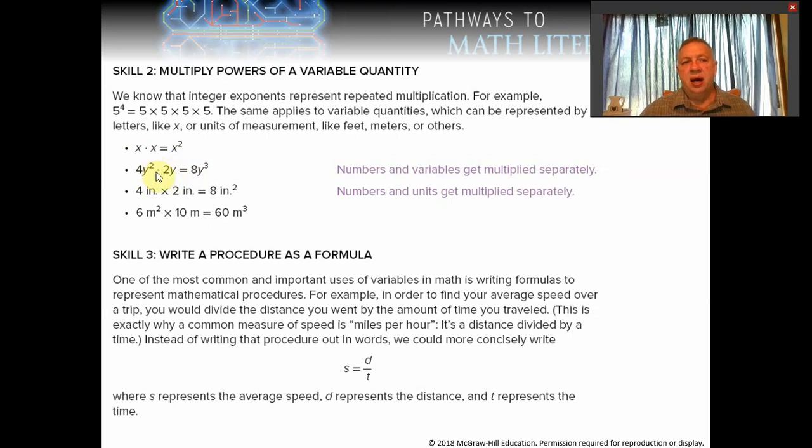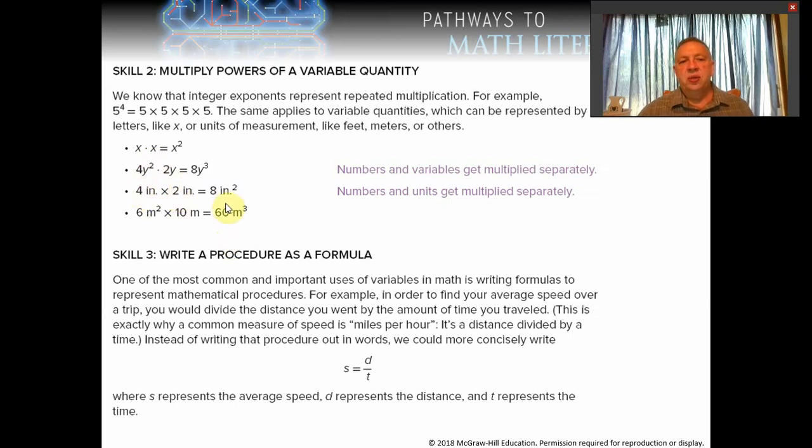Well, that's y times another y, so I'm just going to add these exponents. This is understood to be 1. I've got 2 here and 1 here, I just add them up and that's 3. Then 4 times 2 is 8, so I get 8y cubed, so this all simplifies down.